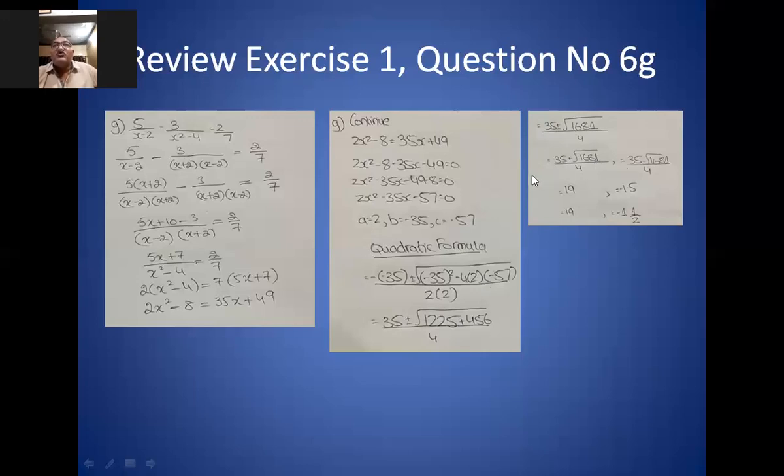Now we will have two situations. In one situation, in your calculator, you will enter 35 plus under root 1681 equals, divided by 4 equals. You will get 19. And in the second situation, the second answer will be 35 minus under root 1681 equals, divided by 4 equals, you will get minus 1.5, which is minus 1 whole 1 by 2. So you got two answers. One answer is 19. The other answer is minus 1 whole 1 by 2.